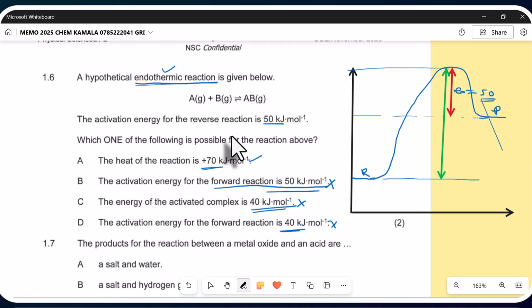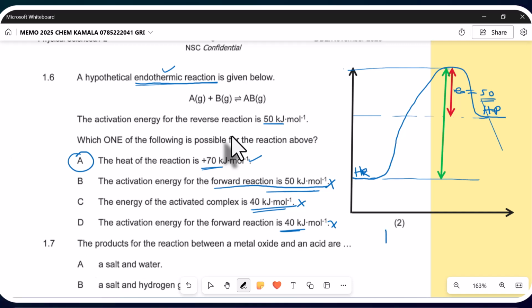The best answer is A, because they said it's endothermic and that the heat of reaction is 70. This one is for the product and this for the reactants, so the H for the product minus the H for the reactants is possible. You can get the 70 because it's endothermic. So the best answer here is A. Let us proceed.